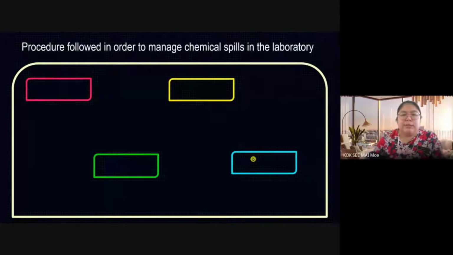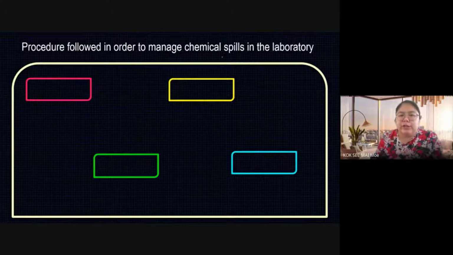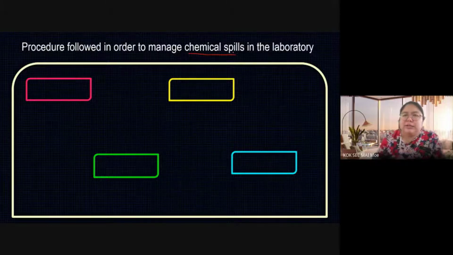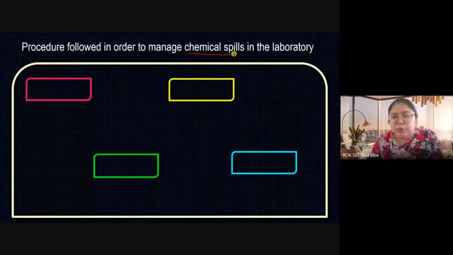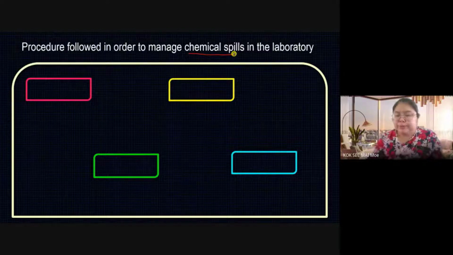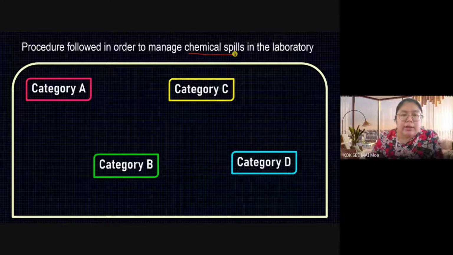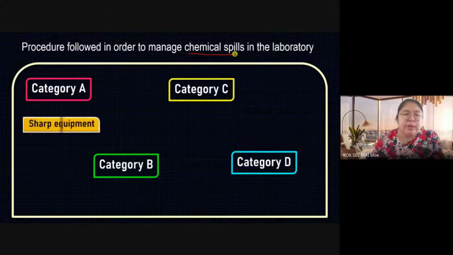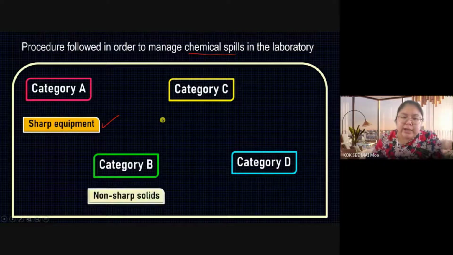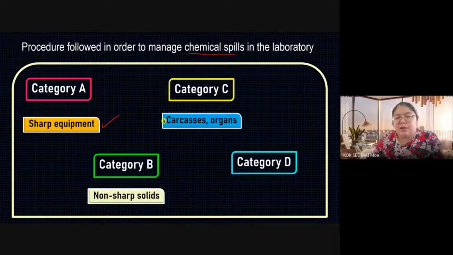Okay, after that we're going to see the procedure to follow in order to manage a chemical spill. If a chemical falls or spills when you do the experiment, what do you need to do? We separate this by category, A until D. A is sharp equipment. If suddenly sharp equipment falls or is spoiled, see what needs to be done. Category B is non-sharp solid. Non-sharp solid means, for example, metal falls, what do you need to do? And category C is cadavers. Cadavers means dead bodies, for example when you open the stomach of a mouse.